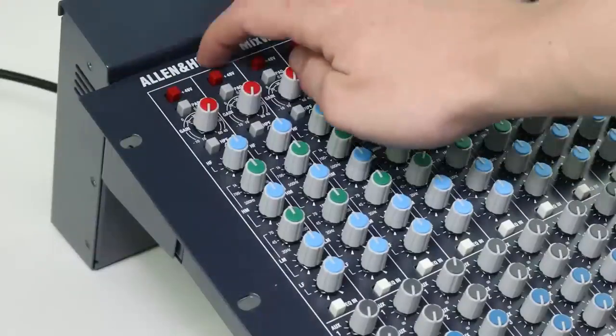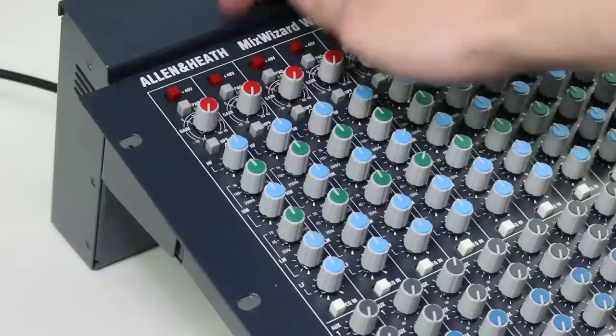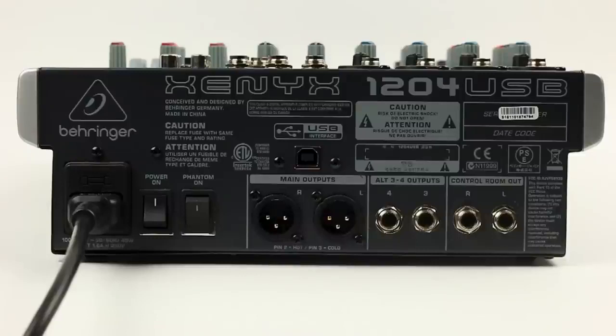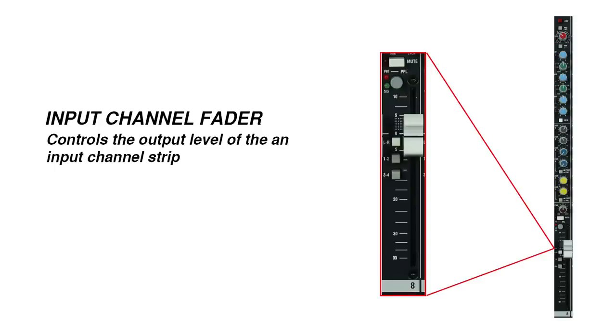However, the microphone plugged into channel 2 is a condenser microphone, so I'll engage the phantom power switch on channel 2. On some consoles, there is only a single switch that controls phantom power on all channels. At the bottom of each channel strip, you'll find a fader and some basic routing buttons.